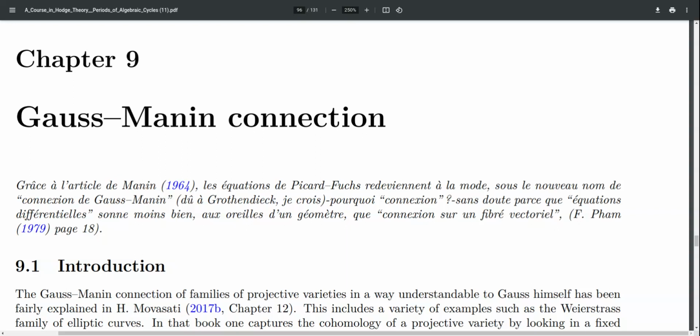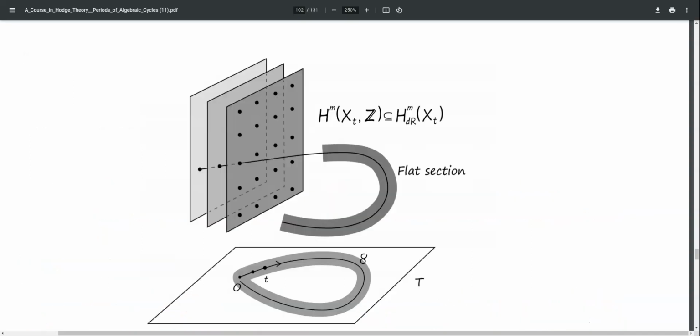In this video, I'm going to talk about chapter 9 of my book with Roberto. It is about the Gauss-Manin connection from topological and algebraic points of view. So first, what is the Gauss-Manin connection from a topological point of view?